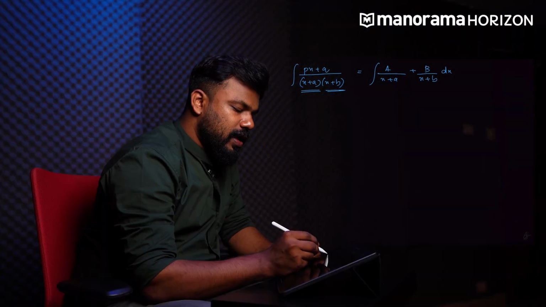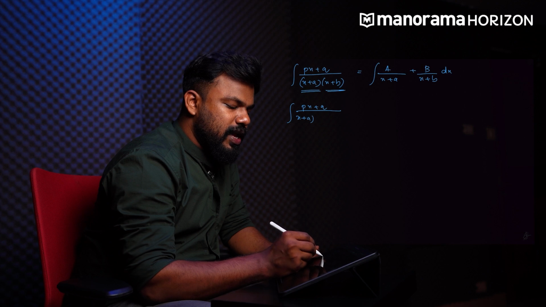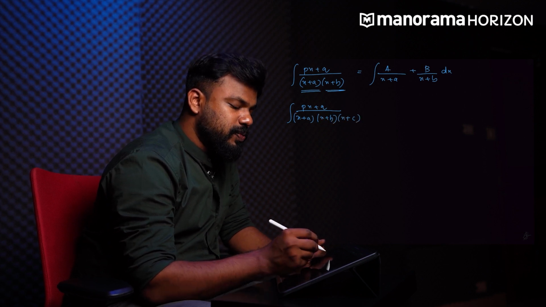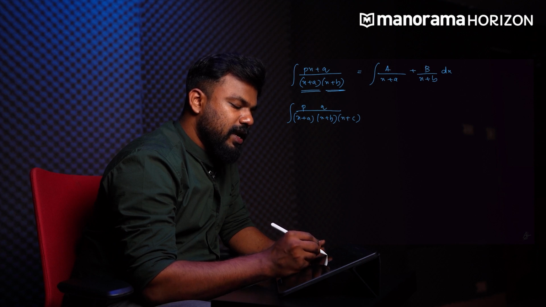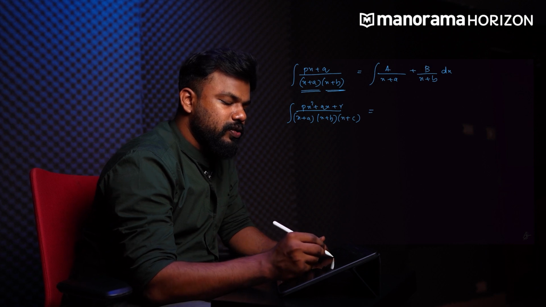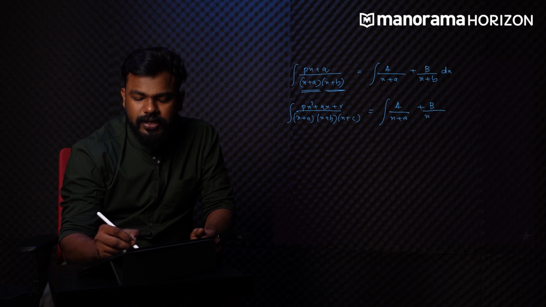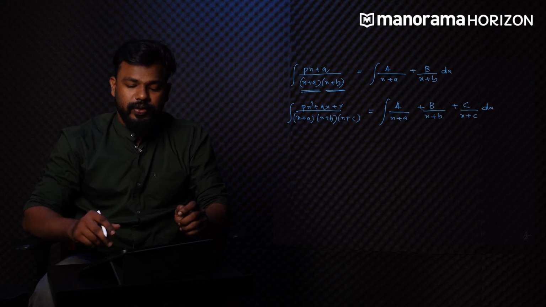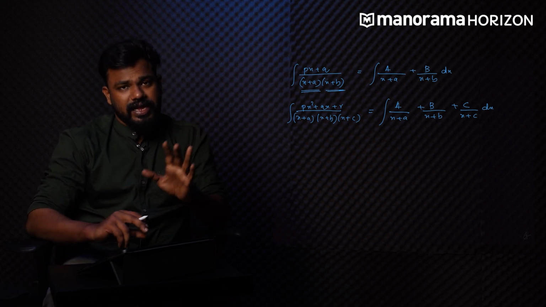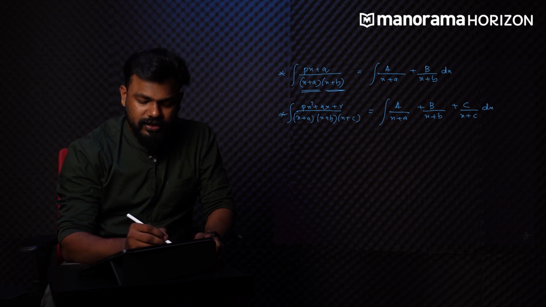Very easy. And the next one is the integral of px plus q by x plus a into x plus b into x plus c. You have a third one. Or in place of px plus q, you have px square plus qx plus r, something like that. Then also you can write it as a by x plus a plus b by x plus b plus c by x plus c dx. So this is the second form of the partial fraction. So these are two different forms that we have discussed for partial fractions.